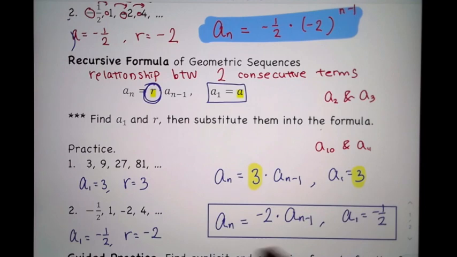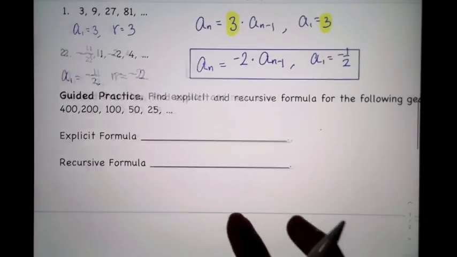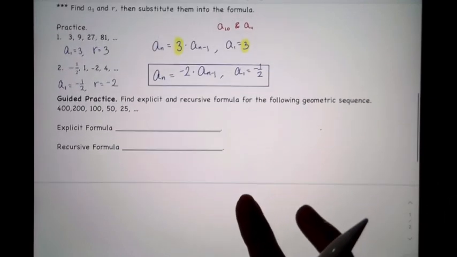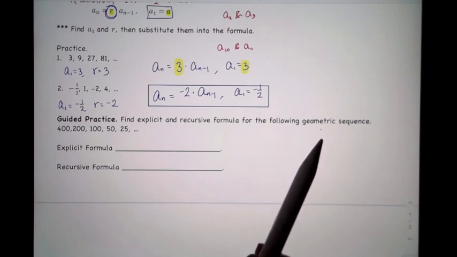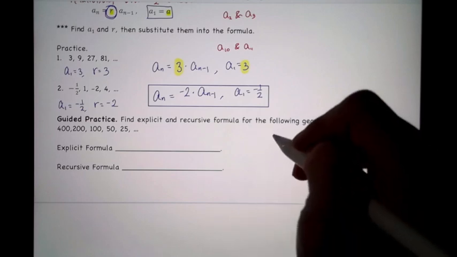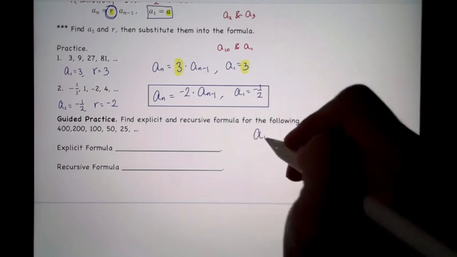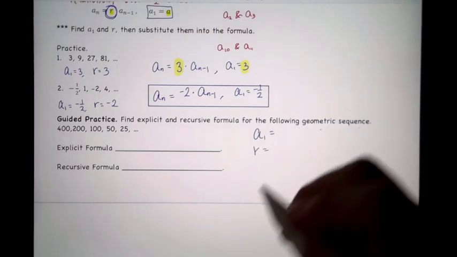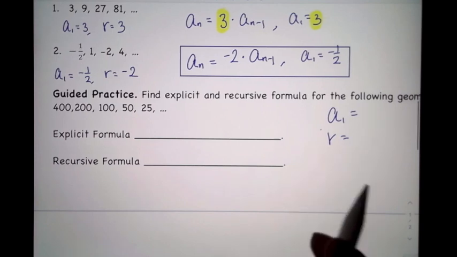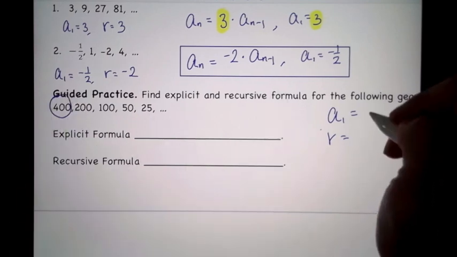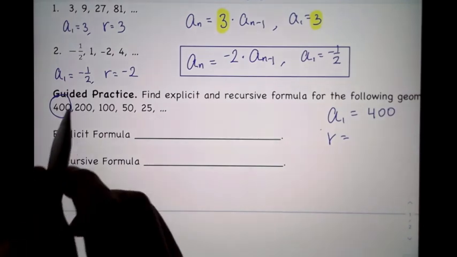Let me practice it more. One more problem. It says, guided practice, find the explicit and recursive formula for the following geometric sequence, right? So first, we need to find a1 and r. So I'm going to find a1 and r. I will find this too. So look at the sequence, guys. What is my a1? The first one, right? What is my r?